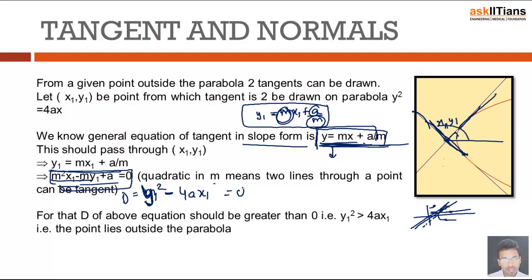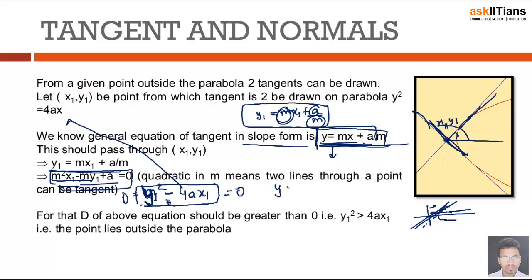Now if I put d equal to 0, this is something related to the original parabola. This means that this point is actually lying on the parabola, and since we have only one root, this satisfies the condition that from a point on a parabola only one tangent can be drawn.